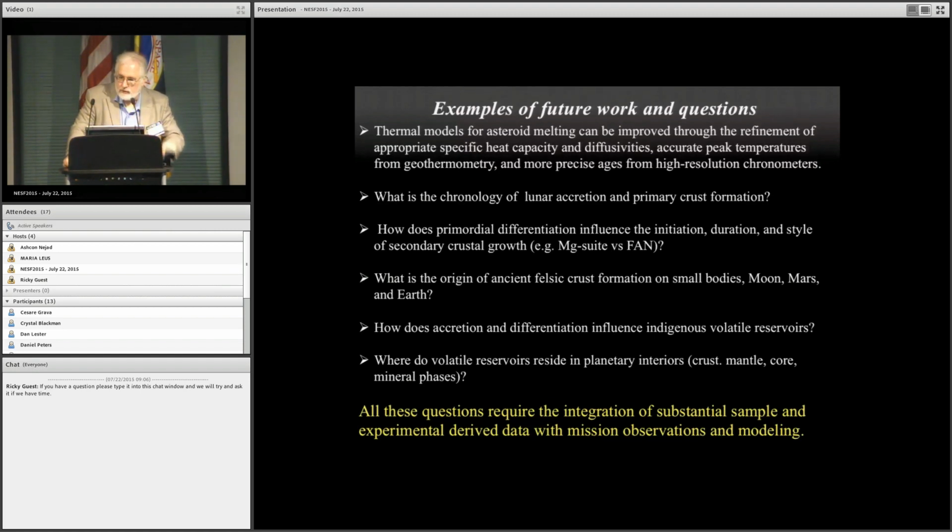All these questions really require the integration of substantial sample and experimentally derived data, in integration with mission observations and modeling. And again, the survey provides a really great forum where all of us can really interact on all these sets of data and be able to integrate these sets of data.